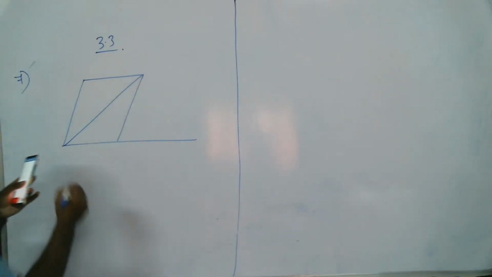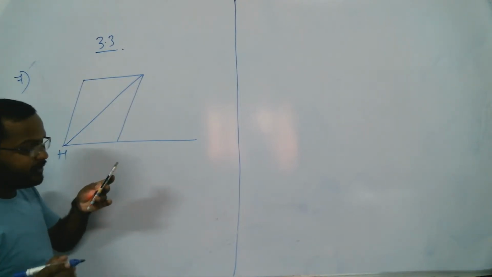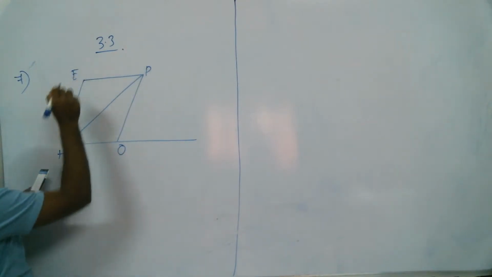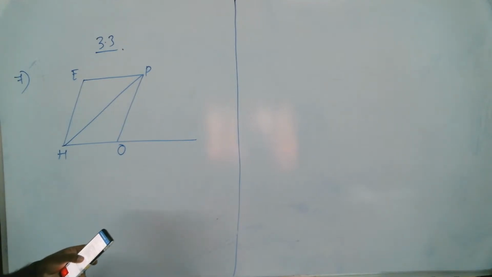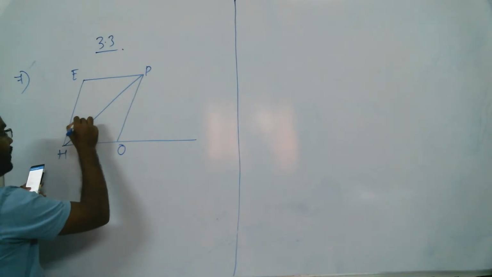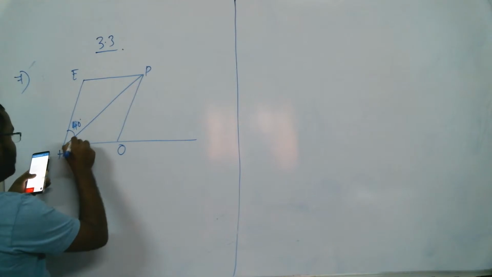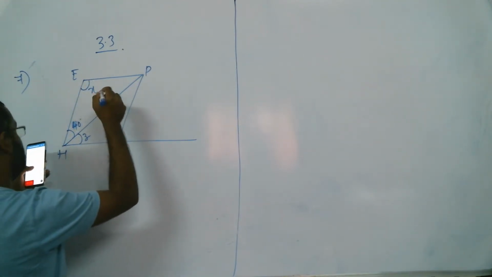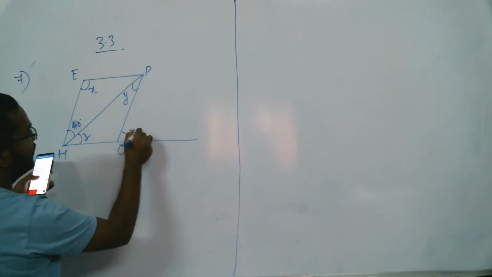Okay, so what they're telling is that this parallelogram is HOPV. So this figure is a parallelogram, and now they are asking you to find the values x, y, z. So let me write the given dimensions. This is 40 degrees, and this is z, and this is x, and this is y, and this is 70 degrees.